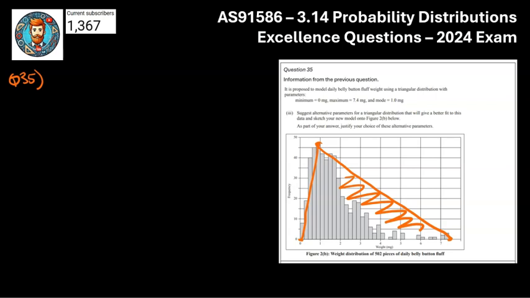So let's keep reading. The question says, suggest alternate parameters for a triangular distribution. Basically, we need to change these numbers so the triangular distribution better reflects the data. I didn't mind this first one up here. Maybe I disagree with the mode, because that bar was actually between 0.8 and 1, so it's weird that we've got the very right-hand side of that bar as our mode. Maybe the midpoint is going to be a bit better.